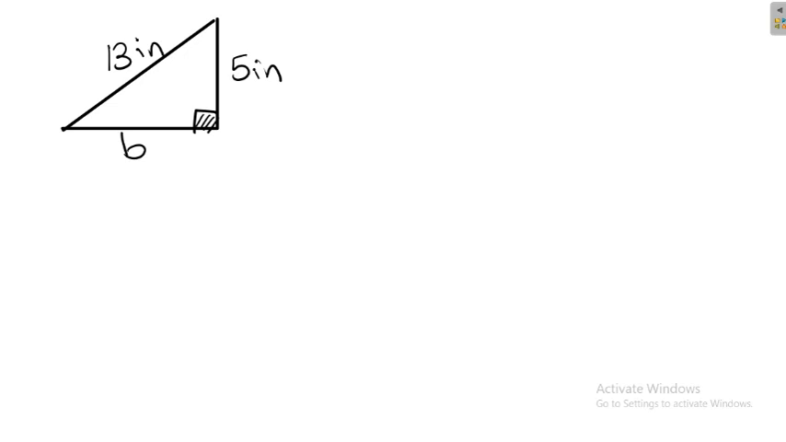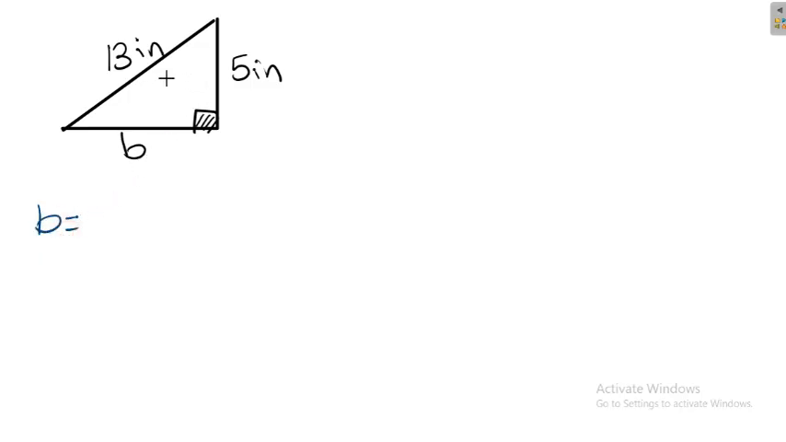Now, getting to examples. I'll give you the example. Pause the video, solve it yourself, and replay to check your answer. This triangle is a right angle triangle. This side is 13 inches. This side is 5 inches. This side is B. Calculate B. Pause the video, solve, and play to check your answer. Ready? B equals.